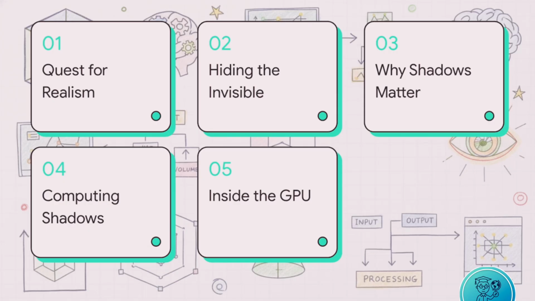Here is our roadmap for this explainer. We'll start with the quest for realism, then hiding the invisible, why shadows matter, computing the darkness, and finally, we'll go inside the GPU. Let's get right into it.